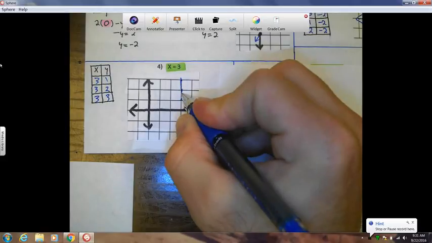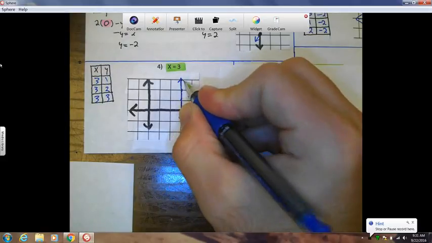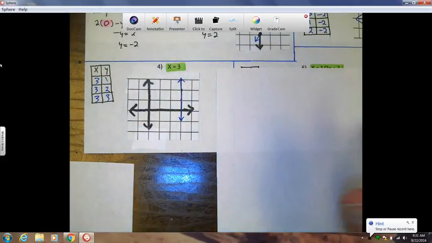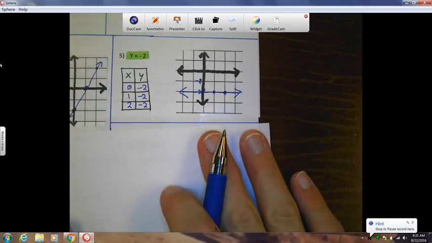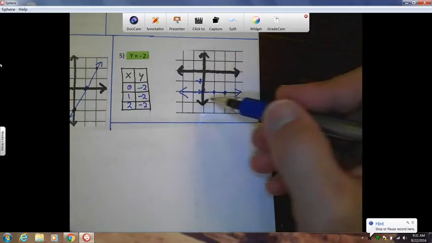So make sure you know the difference. If it only has a y, here's what your table looks like. If it only has an x, here's your table, it looks like that.